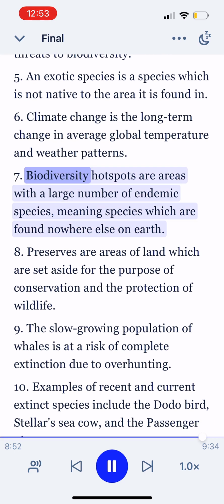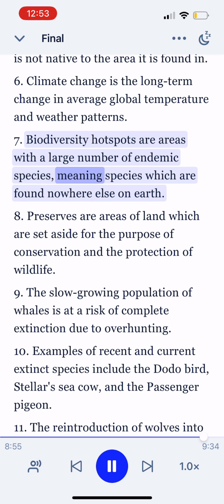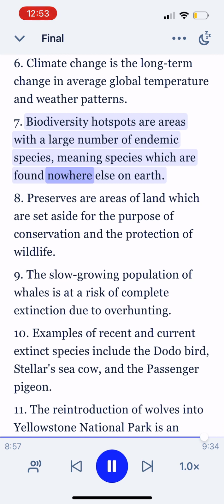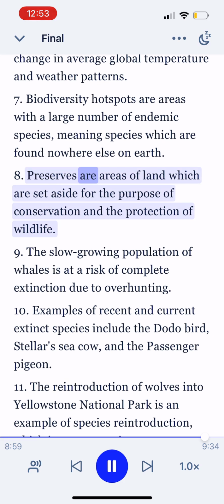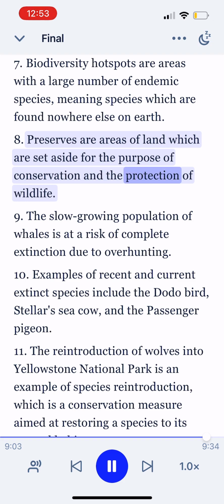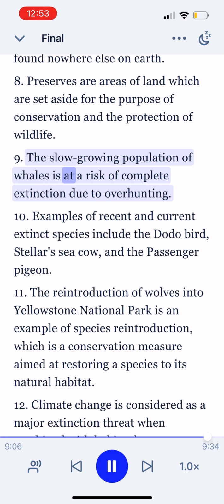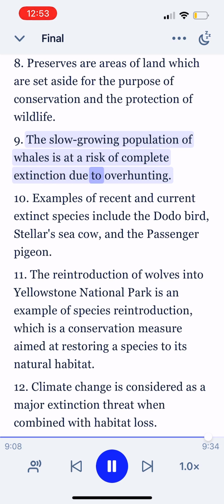7. Biodiversity hotspots are areas with a large number of endemic species, meaning species which are found nowhere else on Earth. 8. Preserves are areas of land which are set aside for the purpose of conservation and the protection of wildlife. 9. The slow-growing population of whales is at a risk of complete extinction due to overhunting.